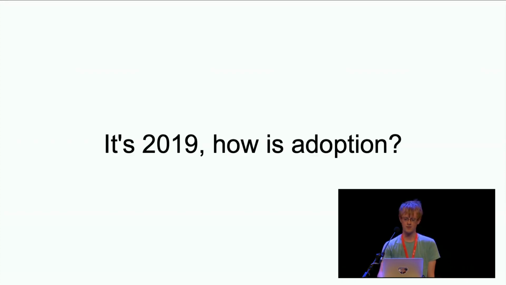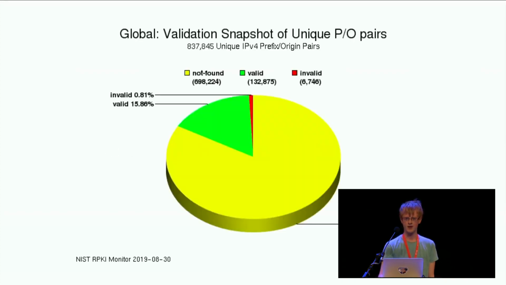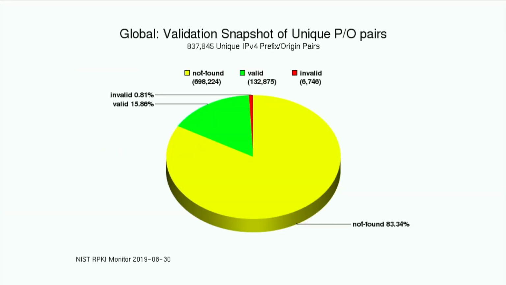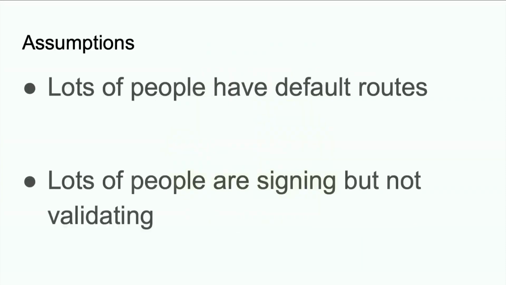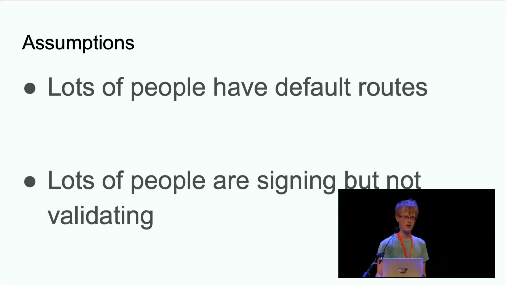It's 2019. How's adoption? We looked at this graph previously, and we saw that 15.8-ish% of people are now signing their prefixes, or have filed to do so. We're going to run on the assumption that two things have happened. Lots of people have default routes in their network, which means that even if they drop a route from coming in, packets will still be able to return over the default route. And the sadder fact is a lot of people are signing routes but not installing the stuff in their network to validate them, and not dropping invalid routes.